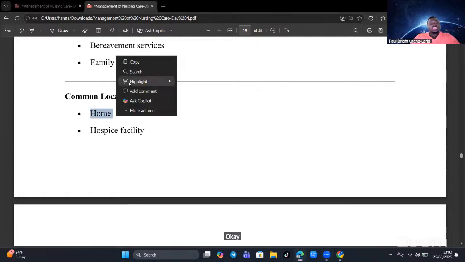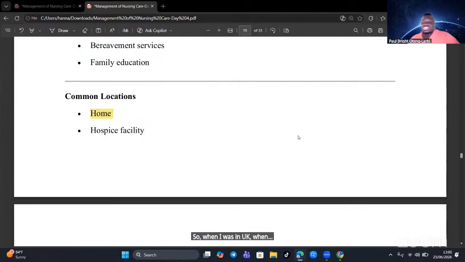So when I was in the UK, when somebody is about to die, the family all will come to the care home, and they will come and stay with the patient till the patient dies before they go home. Some say no, we can't come. When he dies, just notify us. Then they will tell you this is the funeral director who wants you to tell them to come for the body. They will do everything.